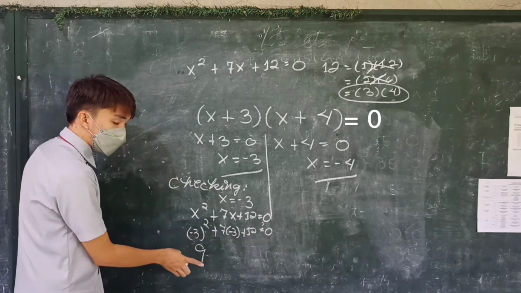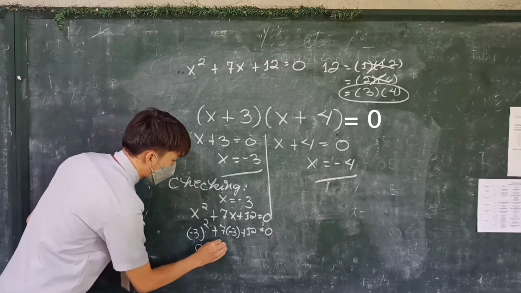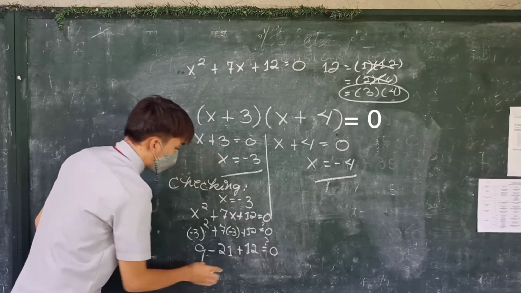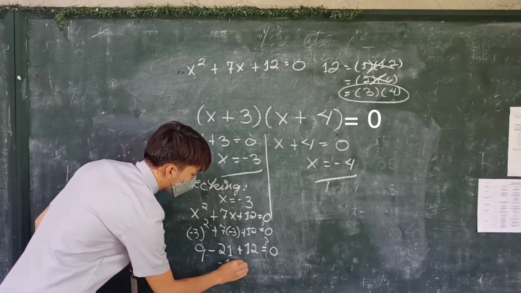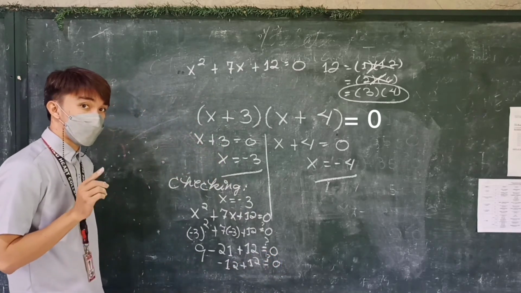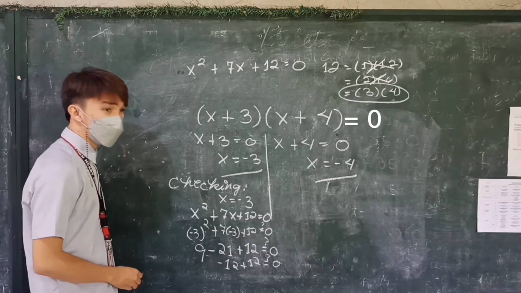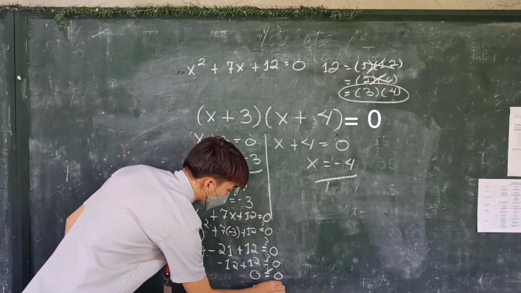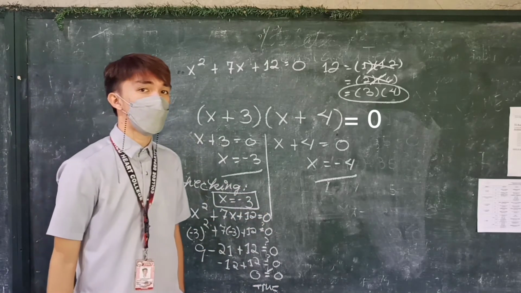Negative 3 times negative 3 is positive 9. Positive 7 times negative 3 is negative 21. Plus 12 equals 0. 9 minus 21 is equal to negative 12. Negative 12 plus positive 12, since they have different signs, so we're going to subtract: 12 minus 12 equals 0. It's true. Which means negative 3 satisfies the quadratic equation.